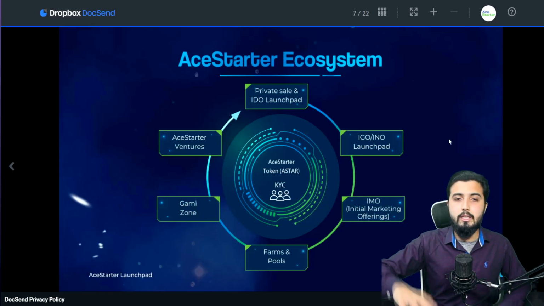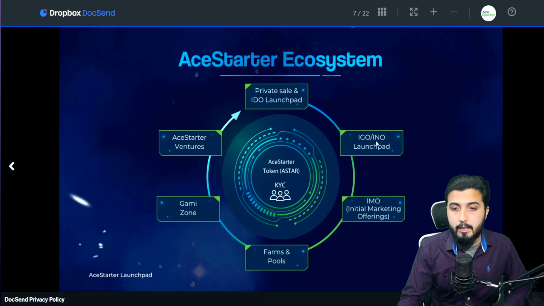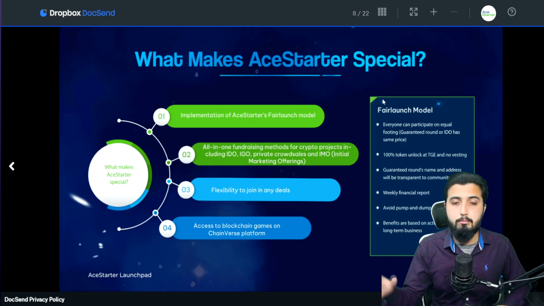And this is what the whole ACEStarter ecosystem comprises. We have private sale and IDO Launchpad, IDO INO Launchpad, initial market offerings, farms and pools, GameFi Zone, ACEStarter Ventures. And this is their Fairlaunch model explanation of all these things. So, implementation of the ACEStarter Fairlaunch model. What makes ACEStarter special? Number one, we have the implementation of the ACEStarter Fairlaunch model. Then we have all-in-one fundraising methods for crypto projects, including IDO, IGO, private crowd sales, and IMO initial market offerings. So there are different fundraising methods. And then they have flexibility to join in any deals, and access to blockchain games on the Chainverse platform. So this is what makes this special.